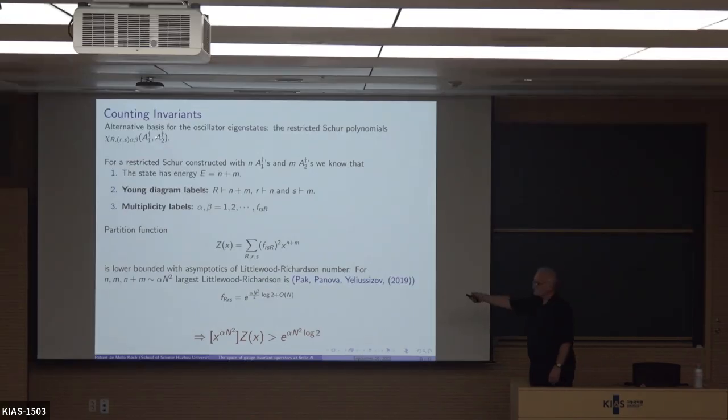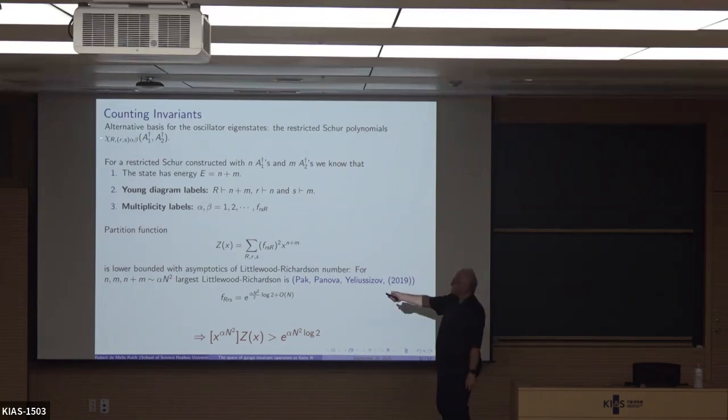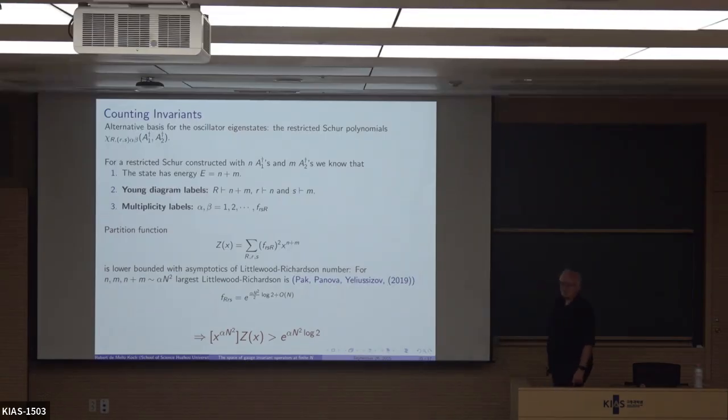If you take a restricted Schur built from n A1 daggers and m A2 daggers, we know the energy is n plus m. If you look at the labels of the restricted Schurs, capital R, little r and little s are three Young diagrams. R has n plus m boxes, little r has n boxes, little s has m boxes, and alpha and beta are multiplicity labels. So if you keep capital R, little r and little s fixed, you've frozen the energy. So the number of states with that energy is the number of values that these multiplicity labels take. So the number of states that you would have of a given energy is the square of the Littlewood-Richardson coefficient.